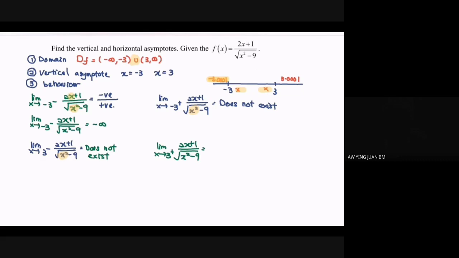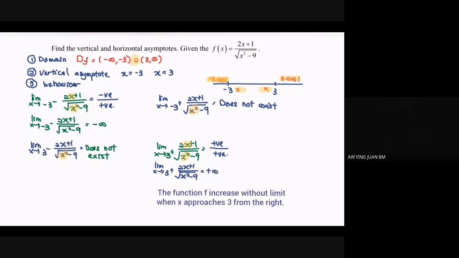Next, let's move on to the right hand side. So limit when x approaching 3 from the right, so the value will be 3.0001. If we substitute into this part square, the value will be more than 9. A value that is more than 9 minus the 9, obviously we will have a positive value. So as a conclusion, limit when x approaching 3 from the right for the function, we will have positive infinity. It shows that the function f increases without limit when x approaches 3 from the right. So here we have the behavior and the vertical asymptote.